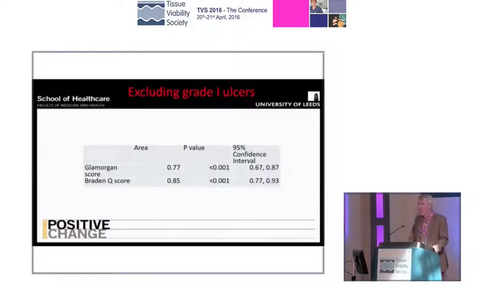If you take grade 1 ulcers out, because we're more interested in the higher grade scores, then again, there isn't a great deal of difference between the Glamorgan score and the Braden Q. The Braden Q scores slightly better, but it probably doesn't mean anything because the confidence intervals are so overlapping.